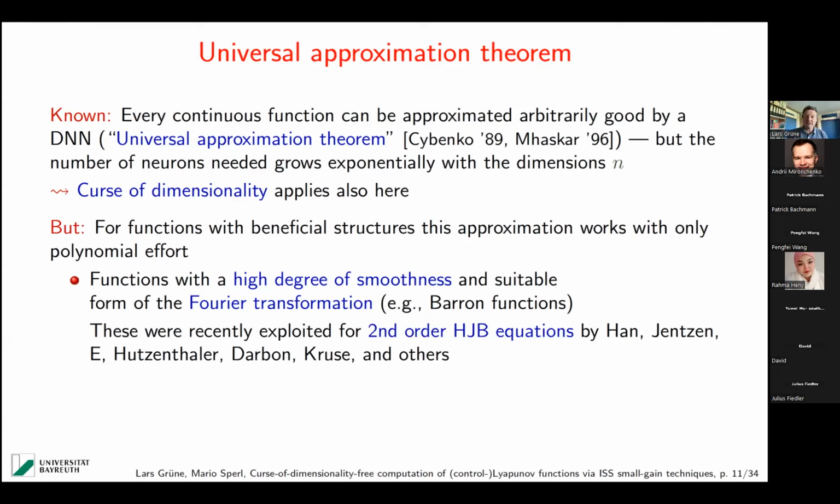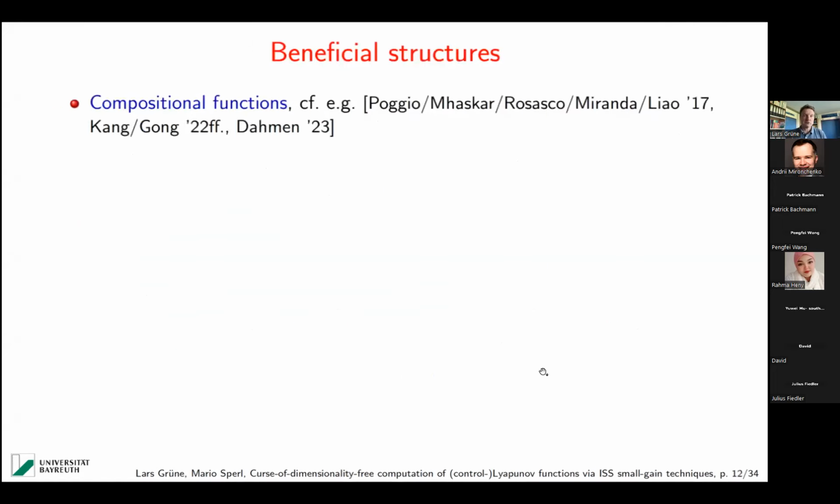But for the problems that we have in mind here to solve, deterministic problems, particularly for control Lyapunov functions, there's no chance to expect that they have this degree of smoothness. And even if they are smooth, smooth is not enough. They also need a very particular form of the Fourier transformation. You can do that for certain classes of second-order equations, but you can't do this for these problems that we have at hand here. Second-order equations always correspond to stochastic problems, and the noise that you have there tends to smooth everything out. In the deterministic case we have here, this is not true.